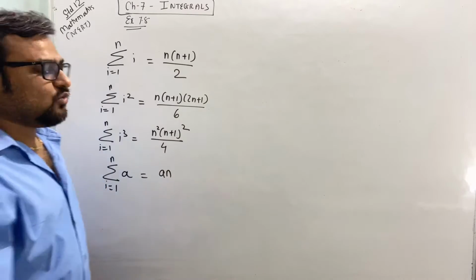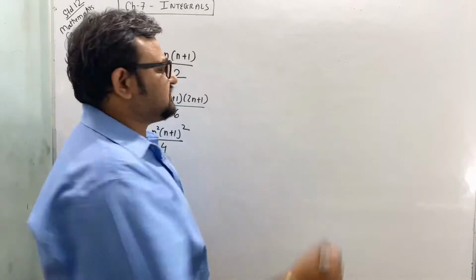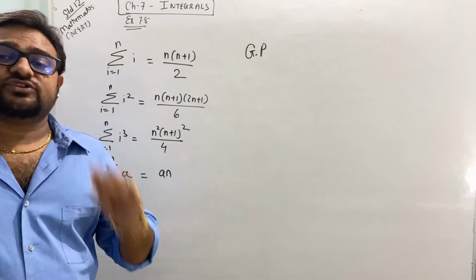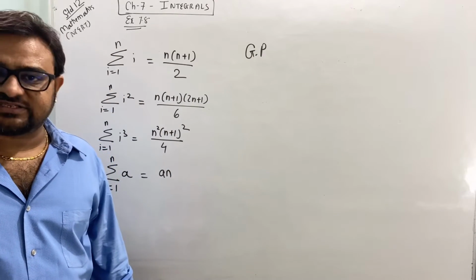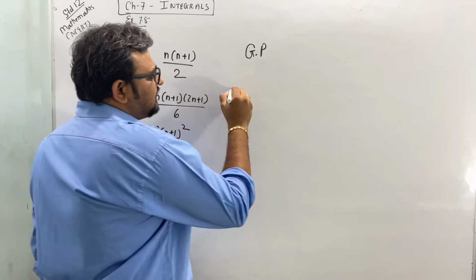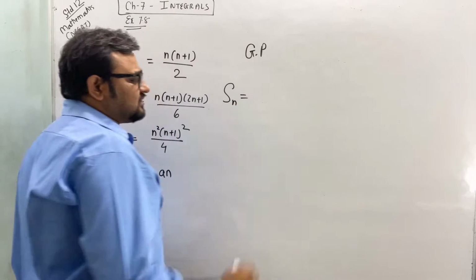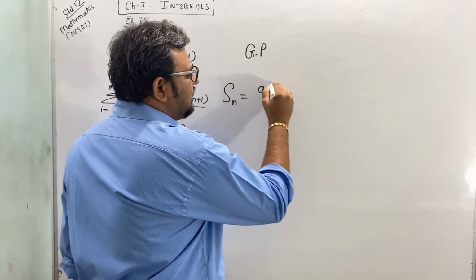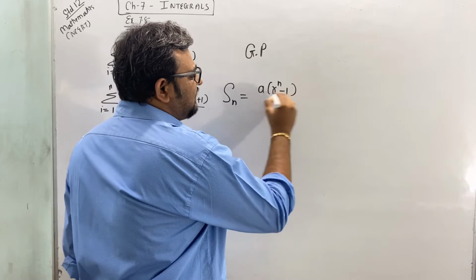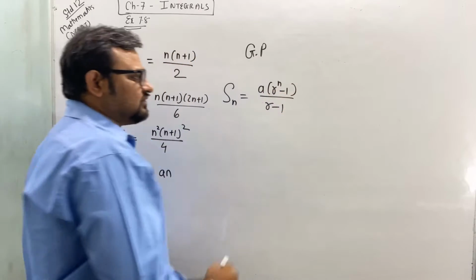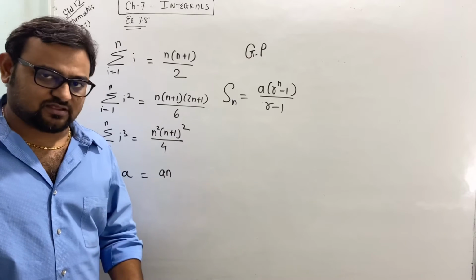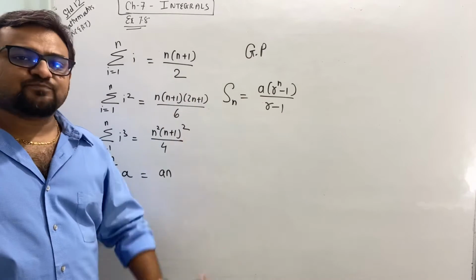Clear? Now, when there is a geometric progression, the summation of n terms will be equal to a(r raised to n minus 1) upon r minus 1, right? You have already studied this formula in standard 11. Clear? Where a is the first term.